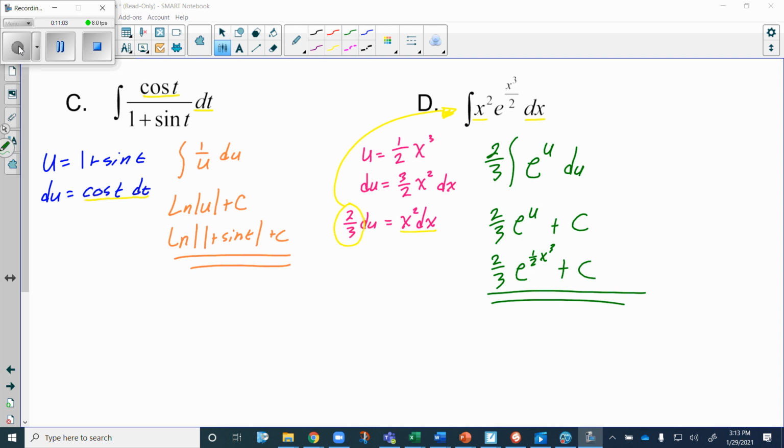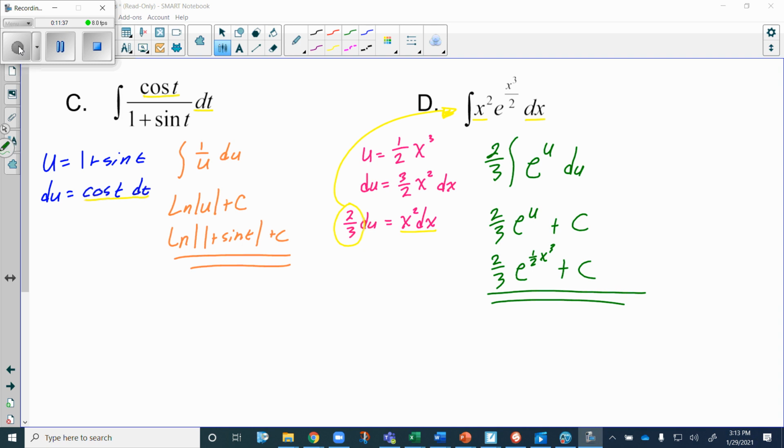Looking at the next one, here we're looking at something e raised to a power, so I'm looking at the expression of the exponent of e. Because I have something x cubed, if I take the derivative of that, I will wind up with the x squared term that's in the integrand. So I'm looking at 1/2 x cubed as my u value, taking the derivative there will give me 3 over 2 x squared dx. But of course, the 3 over 2 is not present in the original integrand.